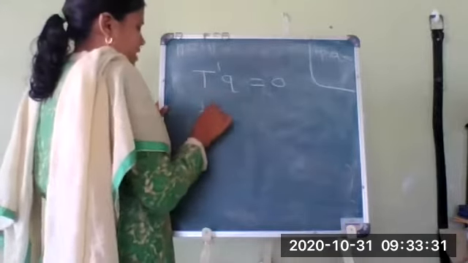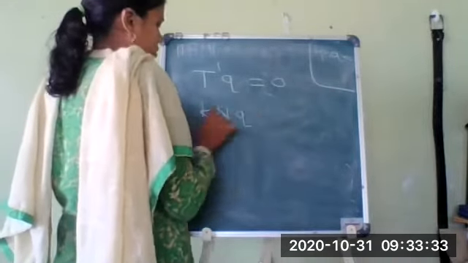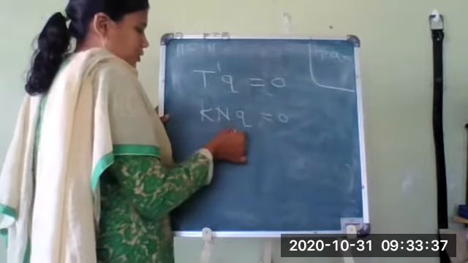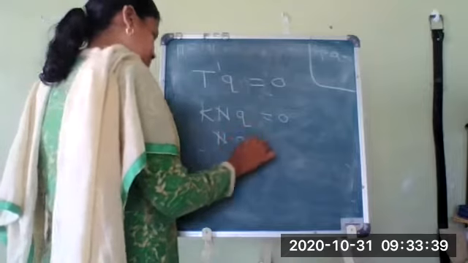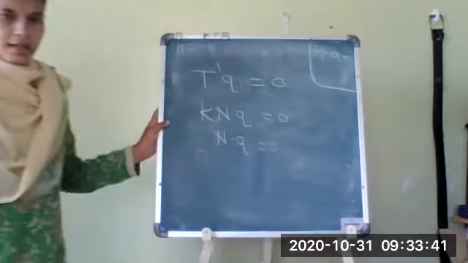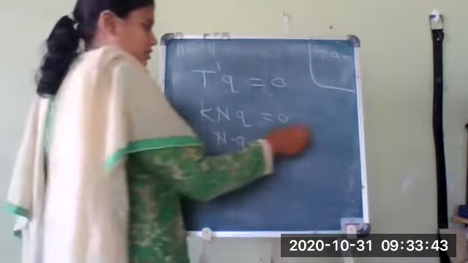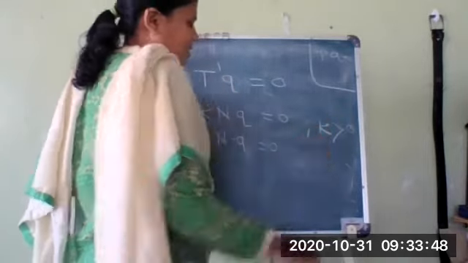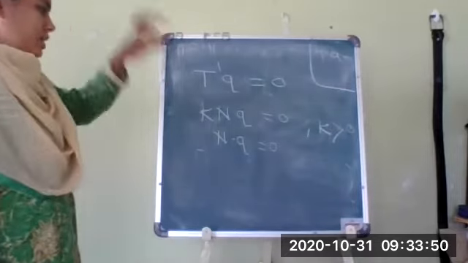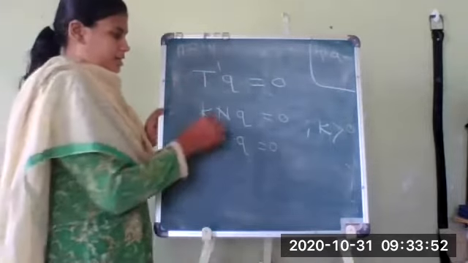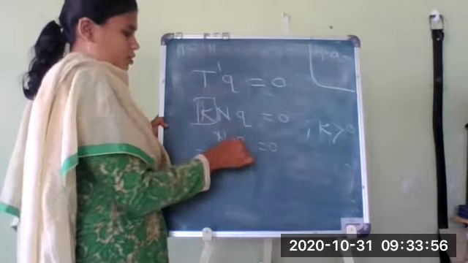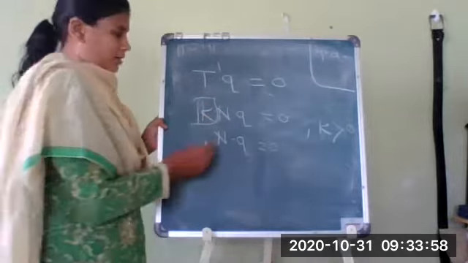What is the formula for T dash? It is k into n, so k into n into q is equal to 0. As k is a scalar, what is n into q equal to? I can say k is not equal to 0. Why? Because in the statement itself we are given that the curvature k is greater than 0. So from this step, k into n into q is equal to 0. If k is not equal to 0, what should be the next thing? N into q should be equal to 0.